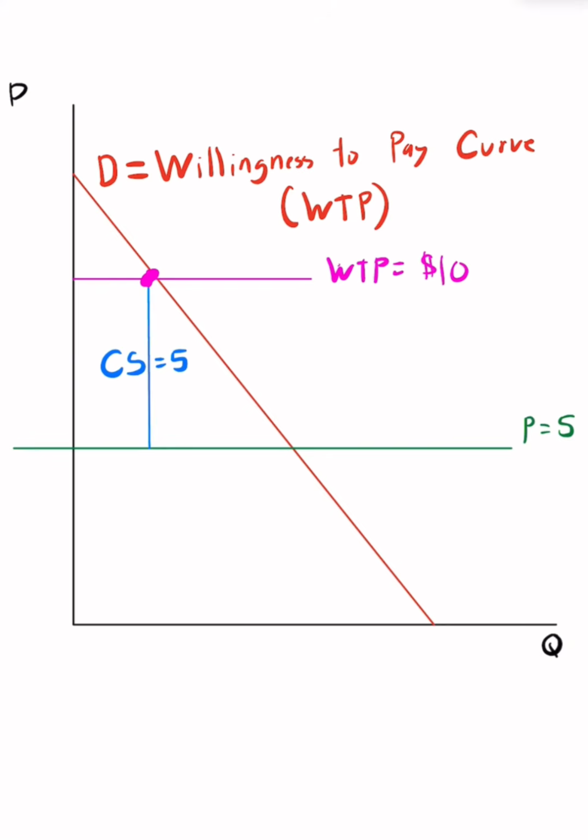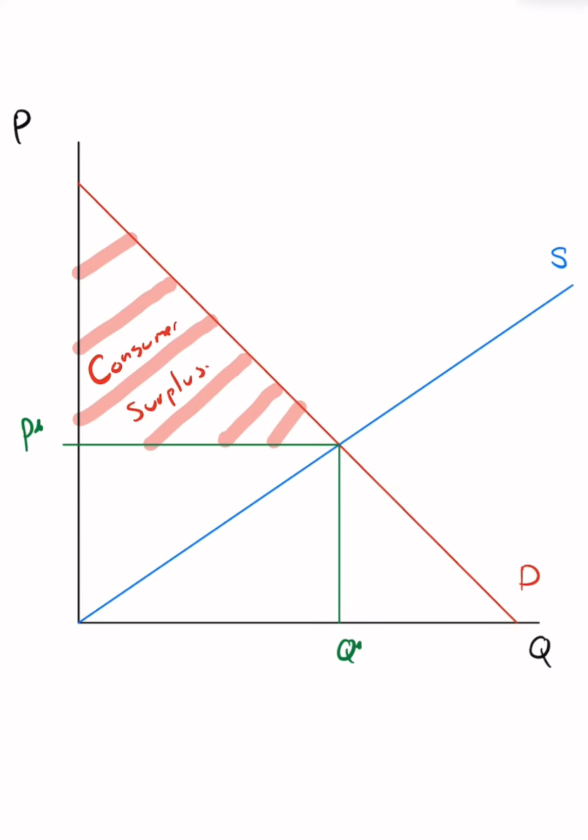So now if we go back to our willingness to pay curve, you can see the difference between a price of 5 and a willingness to pay of 10 is the consumer surplus, which means that if we go back to a market demand curve and we think about everyone's consumer surplus, it's going to be the area between the willingness to pay curve, or the demand curve, and the equilibrium price.